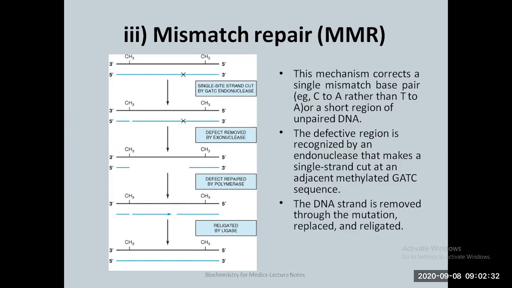Whereas in nucleotide excision repair, you have a very long stretch of nucleotides. The defective region is recognized by an endonuclease that makes a single strand cut at an adjacent methylated sequence. The DNA strand is removed through the mutation, replaced and religated by DNA ligase.